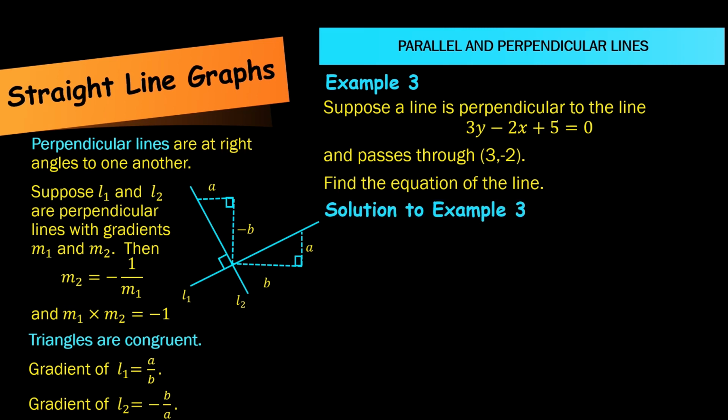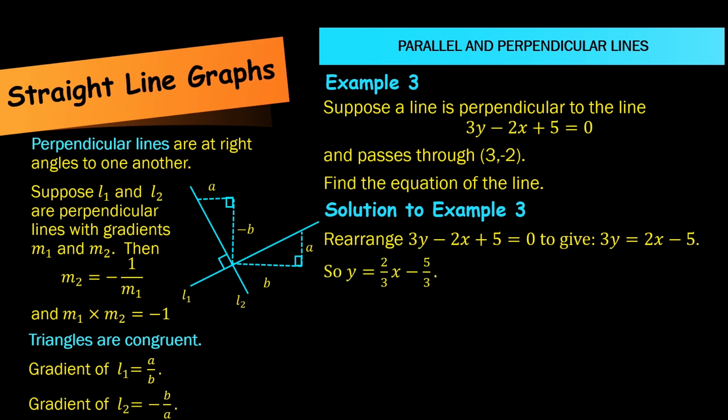So let's solve this. We will rearrange 3y minus 2x plus 5 equals 0 in the format y equals mx plus c. So first let's add 2x minus 5 to give 3y equals 2x minus 5. And then divide through by 3 to give y equals 2/3 x minus 5 over 3.